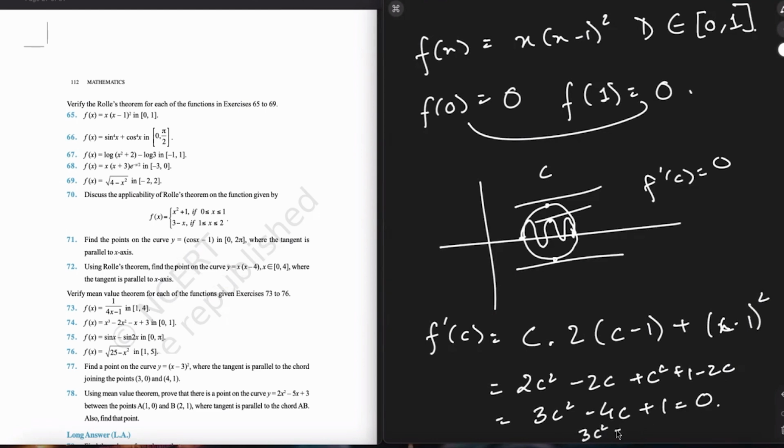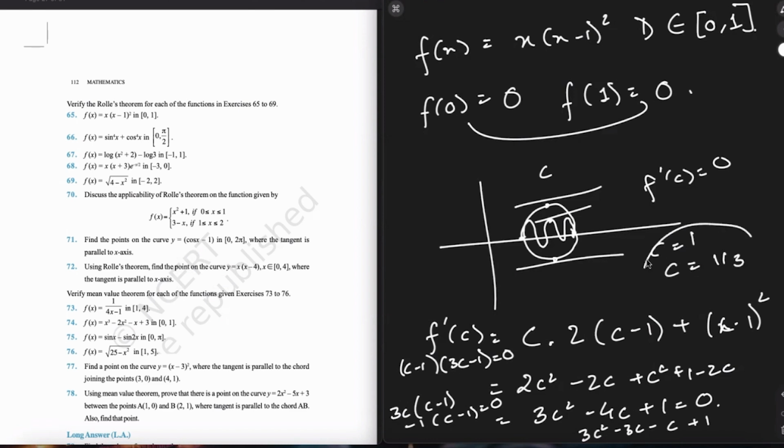So 3c square minus 3c minus c plus 1. Alright. So solving this, 3c(c minus 1) minus 1(c minus 1) equal to 0. So (c minus 1) and (3c minus 1). So I have got 2 points: c is equal to 1 and c is equal to 1 by 3 where f dash c is equal to 0. This is how you should implement Rolle's theorem.